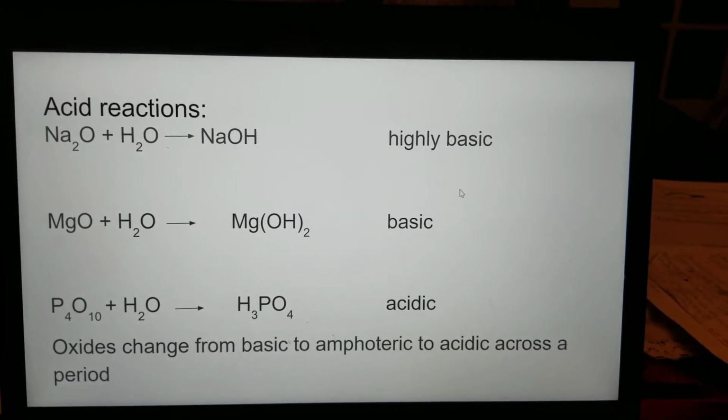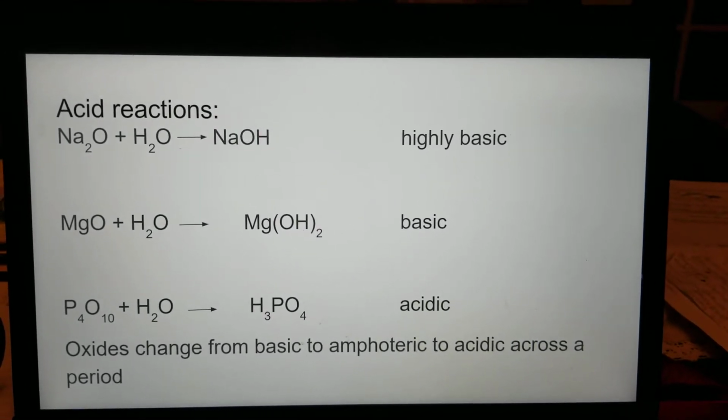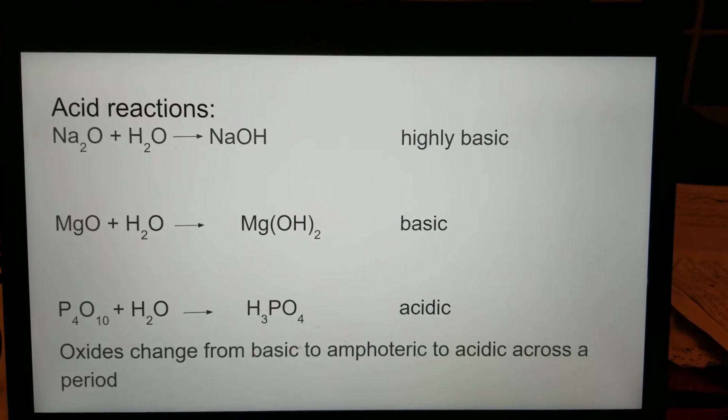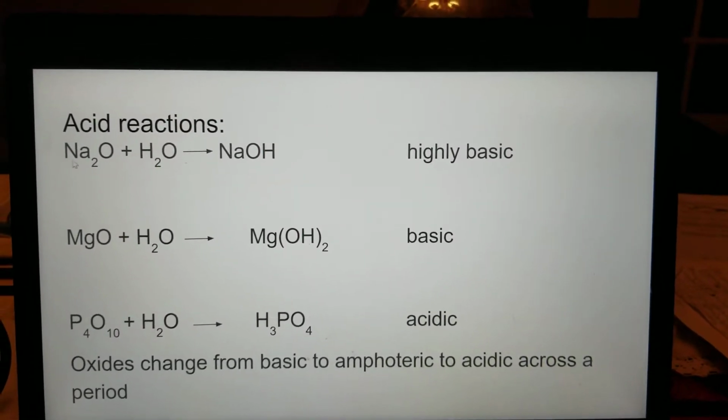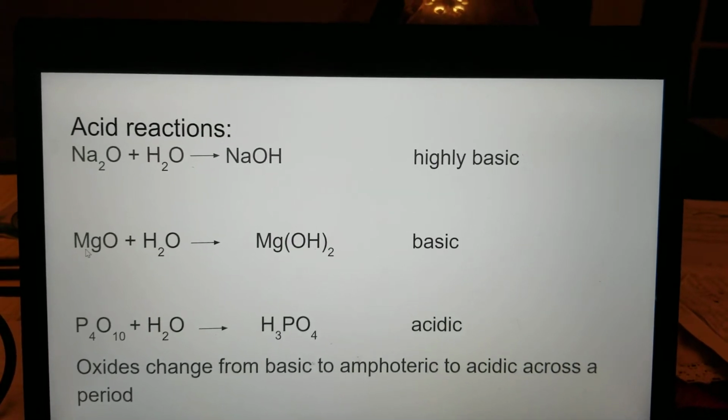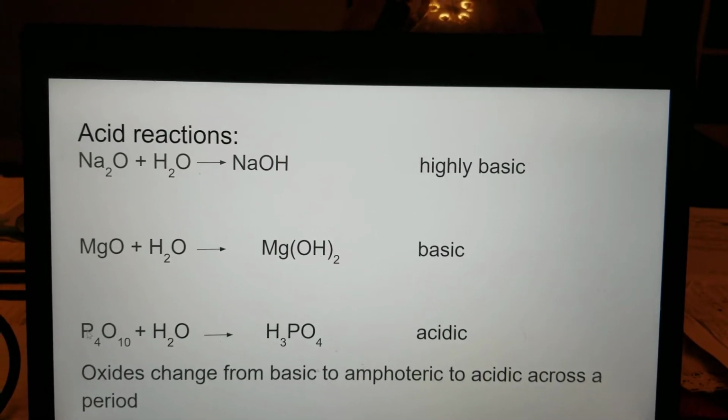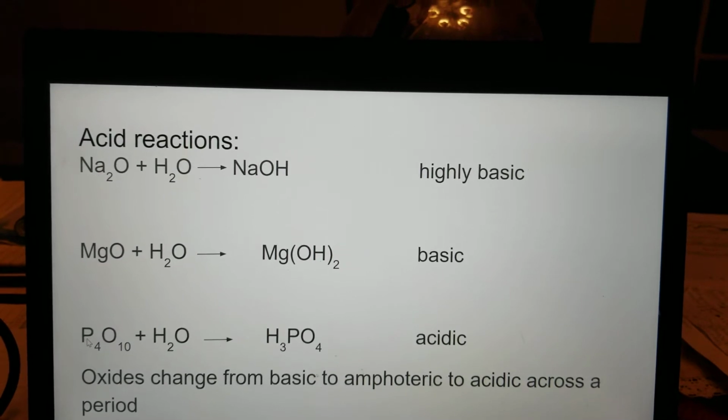Okay, next. This is a review from topic 3. If you recall from periodic trends, or periodicity, you guys should know this already. Na is in group 1. Mg is in group 2. P is all the way on the other side, in group 5.